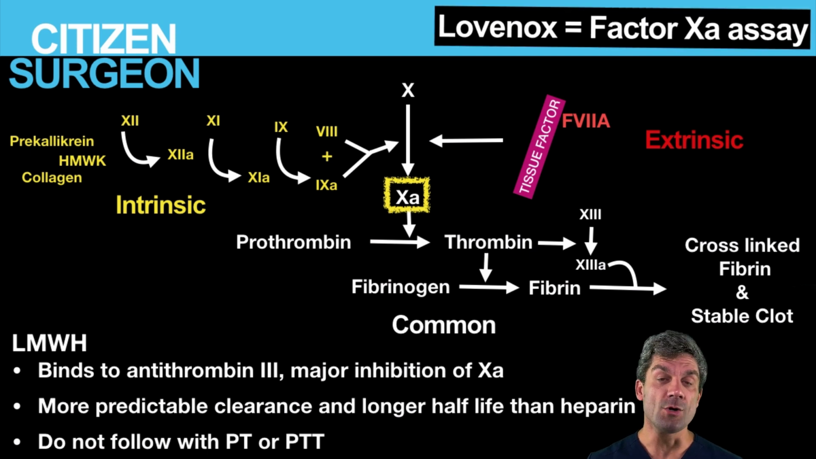When we look at low molecular weight heparin, this is when you fractionate it out to just the polymers, the low molecular weight, and this is fractionated heparin. It also binds antithrombin 3 in this specific inhibition of factor 10A. It has much more predictable clearance and a longer half-life than unfractionated heparin, and you can't follow this with the PT or the PTT. If you really wanted to follow it, for instance, in bariatric surgery or in patients with a high BMI, we can get a factor 10A assay, and that's going to tell you the effectiveness of the low molecular weight heparin that you're giving.